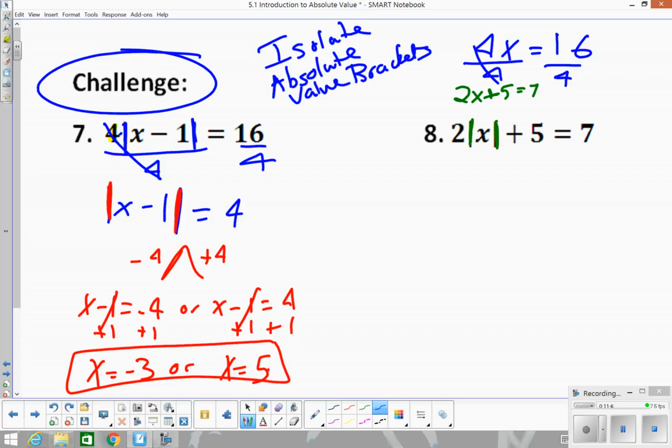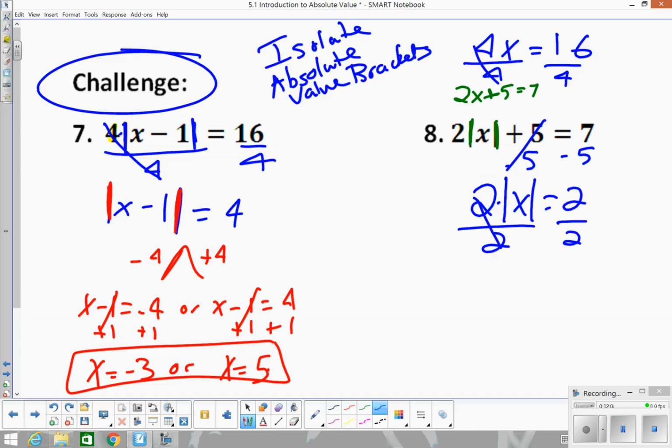So I'm going to go ahead, before I split up into my 2 equations, I'm going to subtract 5 from both sides, and I'm going to have 2 times the absolute value of x equals 7 minus 5, which is 2. Now I have 2 times the absolute value of x equals 2. I want to get rid of that 2 by doing the inverse operation. It's multiplying the absolute value of x. So I want to go ahead and divide. So when I divide, I have the absolute value of x equals 2 divided by 2 is 1.